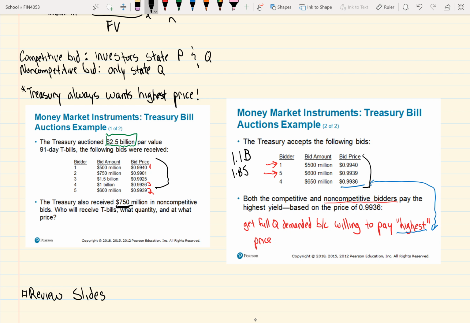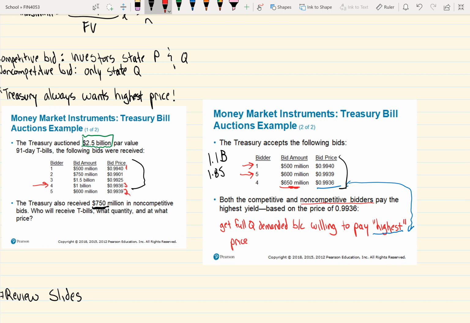And then, as you can see, bidder 4 here wanted $1 billion, but there's not $1 billion left. So what is left is 650 million. Because then that 0.65 gets them to 2.5, and that's the 2.5 billion. So that's how that works. That's the reason bidder 4 only got 650 million when they wanted $1 billion. But bidders 1 and 5 got exactly what they wanted because they offered the highest bid price. So if anybody has questions about that, please let me know. I thought it was a little confusing.